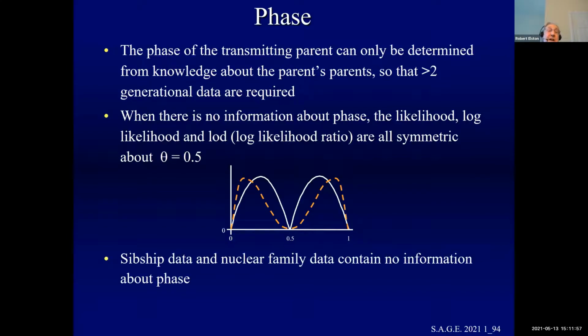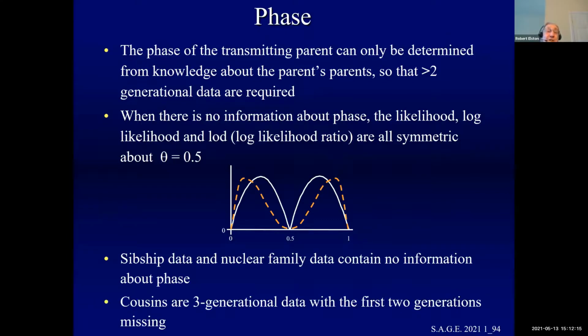So sibship data and nuclear family data contain no information about phase. You have to have pedigrees. Sibships and nuclear families, just the two parents, can give you no information about phase. But cousins, you have to know, are three-generational data with the first two generations missing. So they're essentially three-generational. So cousins can give you information about phase. Sibships and nuclear families cannot. So that's a brief description of linkage analysis.